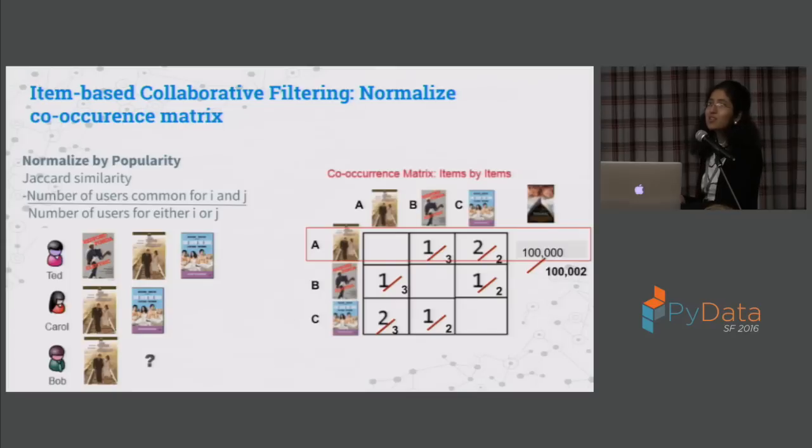Yes, so it would be C. So that is what we wanted. So you see, normalization has helped us deal with the effect of very popular items.